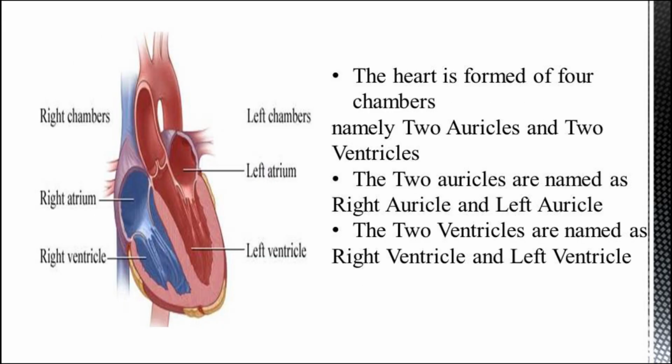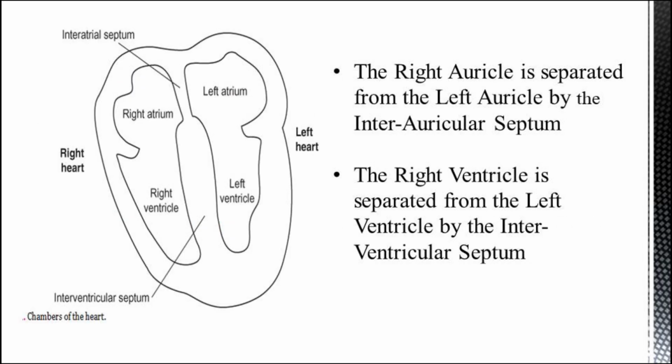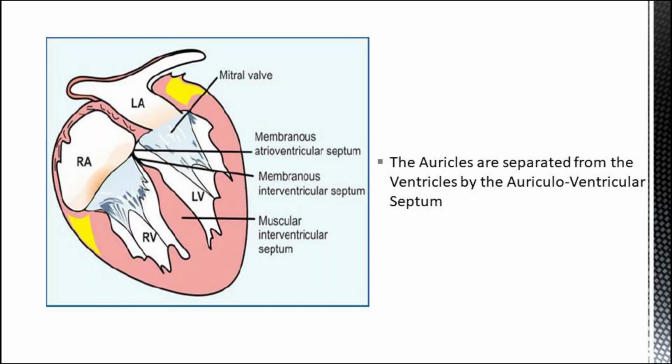The heart is formed of 4 chambers, namely 2 auricles and 2 ventricles. The 2 auricles are named as right auricle and left auricle, and the 2 ventricles are named as right ventricle and left ventricle. The right auricle is separated from the left auricle by a fibrous partition called interauricular septum. Similarly, the right ventricle is separated from the left ventricle by interventricular septum. The auricles are separated from the ventricles by auriculoventricular septum.